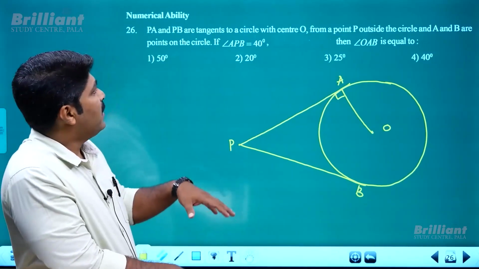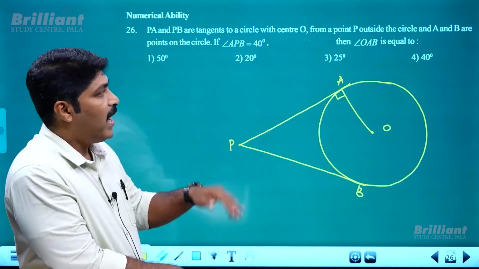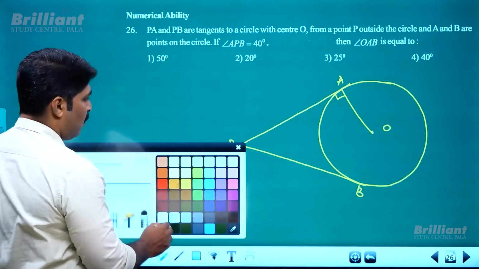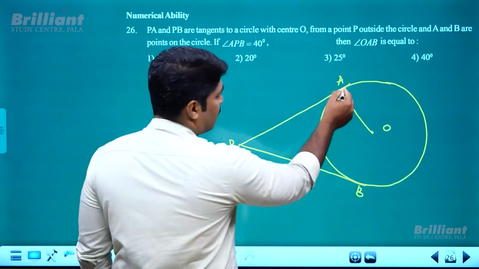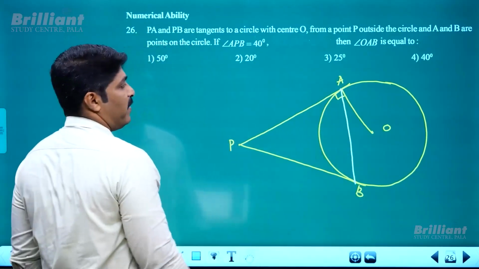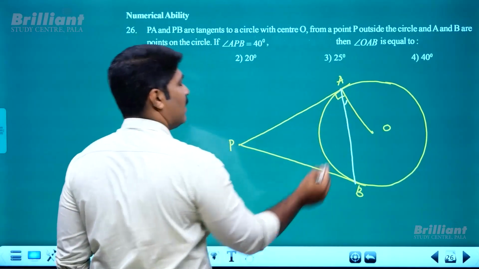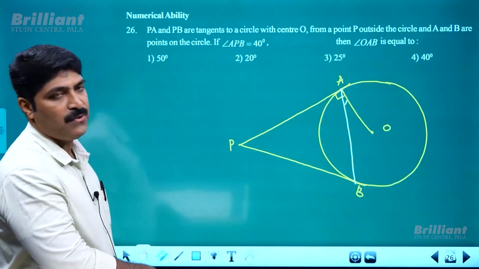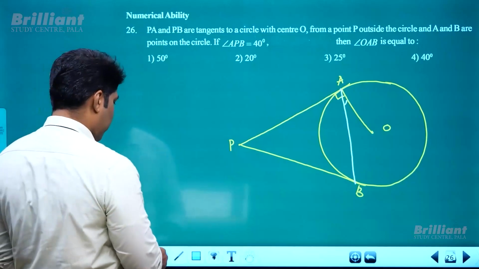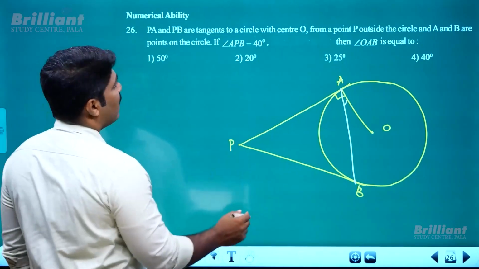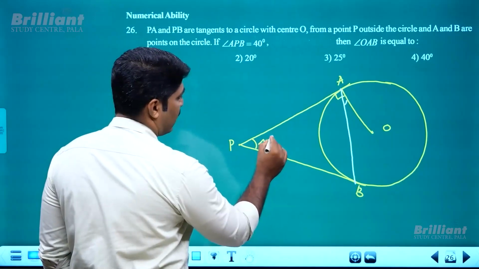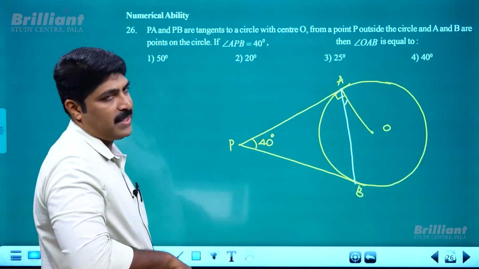In this question, we have to find out the angle OAB. So what is OAB? You have to understand that particular line. This is OAB. So we have to find out this angle. How to find it? It is given that angle APB equal to 40 degree.